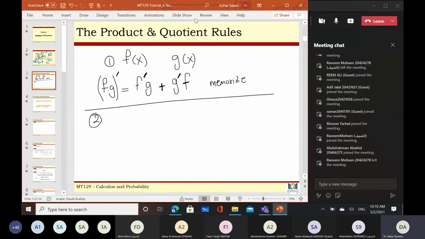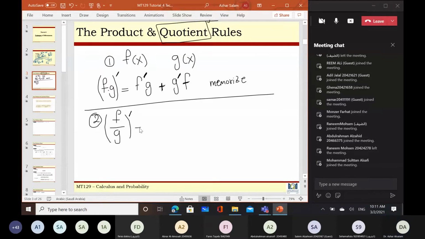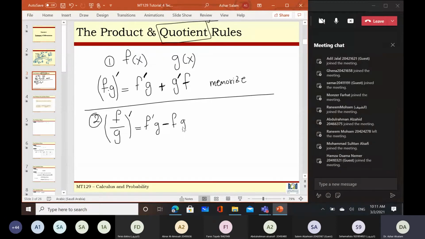The second rule, which is the quotient, is when I have two functions divided by each other, f divided by g, and I want to find its derivative. It will be the exact same rule as the product, but I will change the sign. It will be f dash multiplied by g minus f multiplied by g dash.